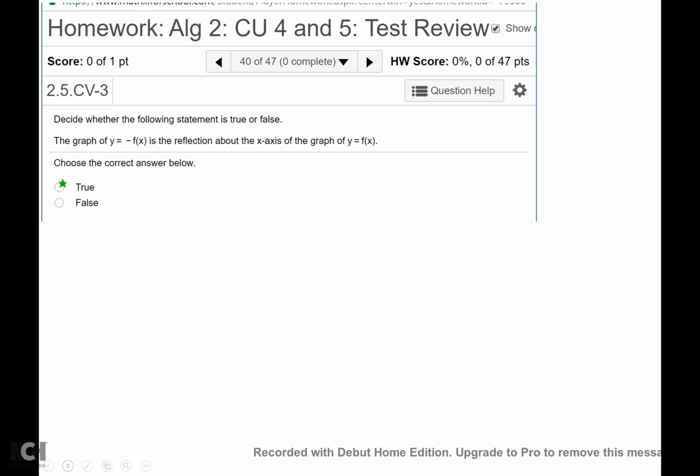Okay, and it says decide whether the following statement is true or false. The graph of y equals... When the negative's on the outside, it reflects over x. When it's on the inside, it reflects over y. So that's a true statement.